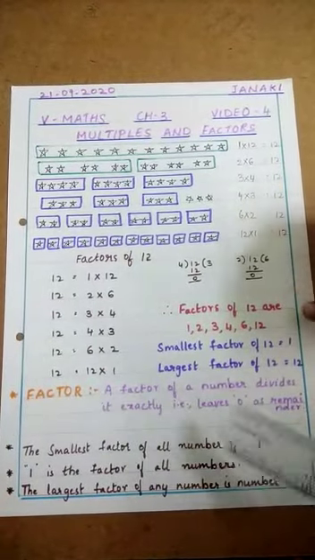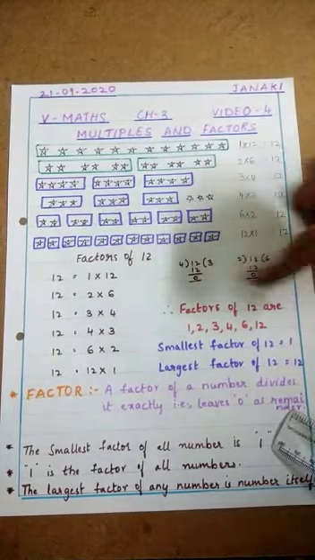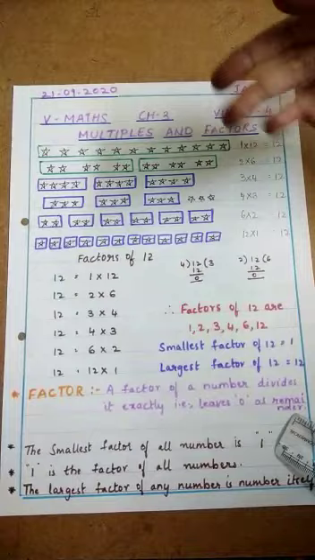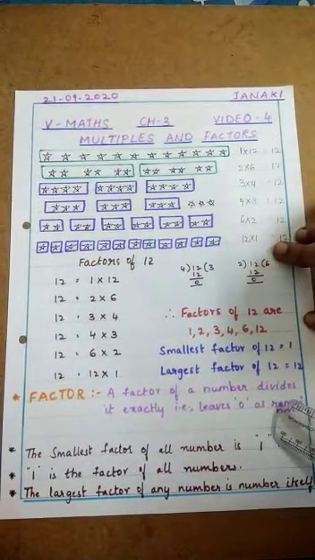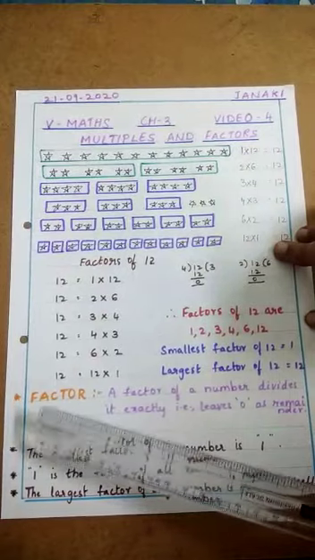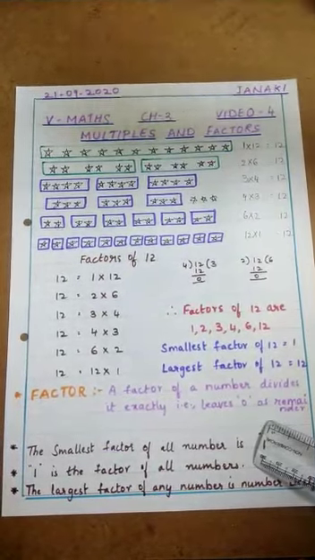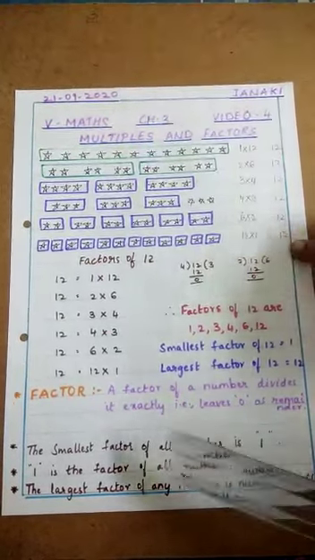Now, the smallest factor of all numbers is 1 only. Suppose 20 is there, 1 into 20. 40, 1 into 40. 5, 1 into 5. So the smallest factor of any number is 1. Or you can say 1 is a factor of all numbers. So all the numbers can be written with 1 as a factor, and the number itself as a factor.